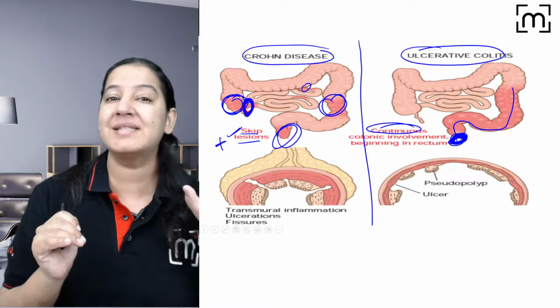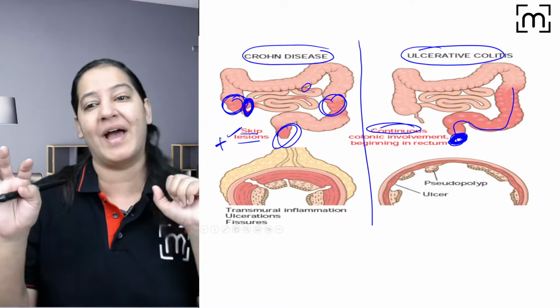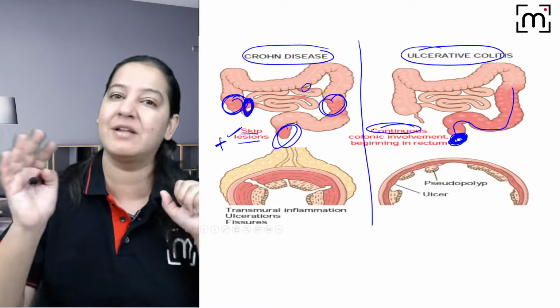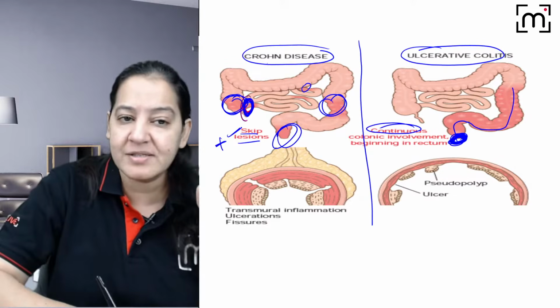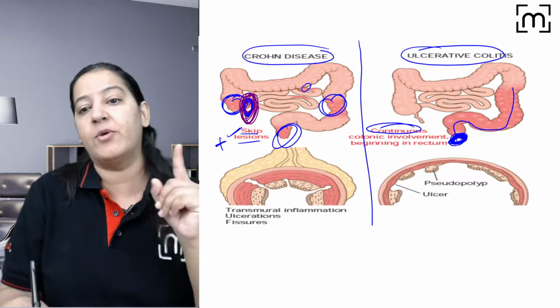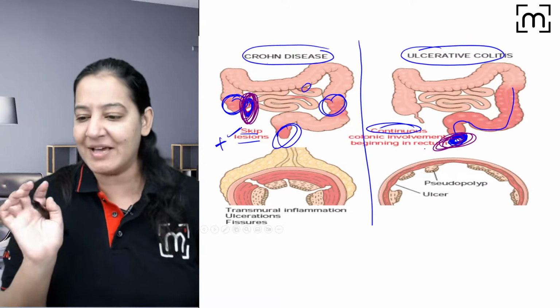So in Crohn's disease, the skip areas are present. In ulcerative colitis, skip areas are not present. The continuous involvement is there. In Crohn's disease, the starting point is the terminal ileum. And in ulcerative colitis, the starting point is the rectum. I guess everyone got it.